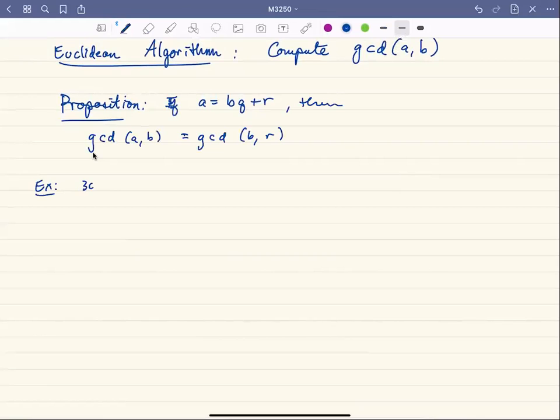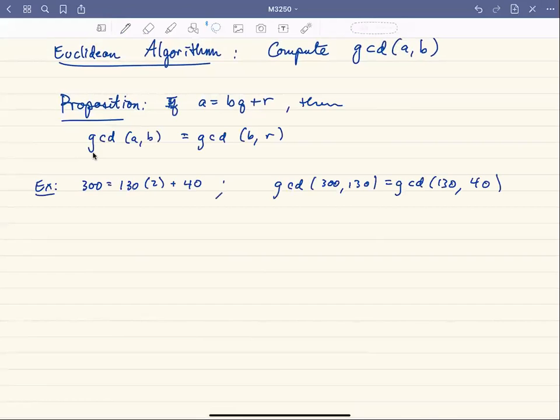Let's say 300 is 130 times 2 plus, let's see, that's 260, so we still need a 40 here. And so what this is saying is that the greatest common divisor of 300 and 130 is the same as the greatest common divisor of 130 and 40. It's 10 in both cases, but this is true. So that's, again, just an example. Maybe I'll move that to the very end here.